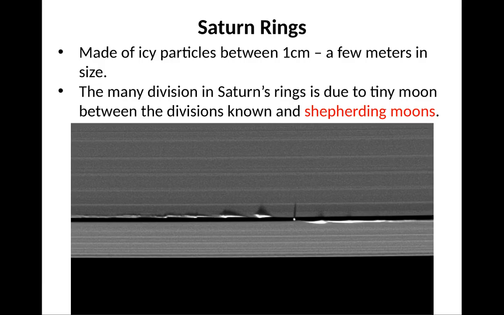So here's the shepherding moon there, and you can see basically on both sides of the ring, the moon disturbs the ring. It's actually raising the stuff above, and so it's casting a shadow. All right, so this material is basically being pulled above the surface of the ring and casts a shadow on the rest of the ring. All right, so these are what's called shepherding moons.